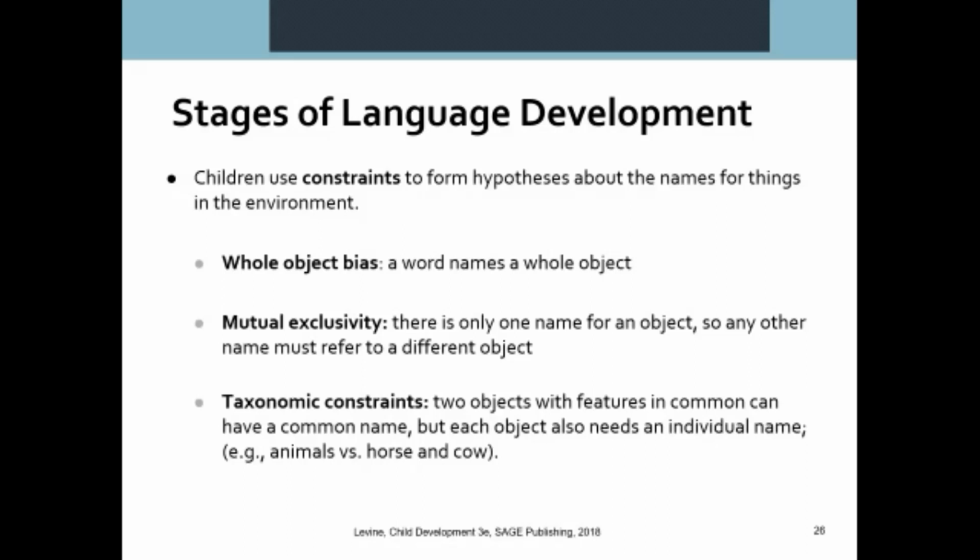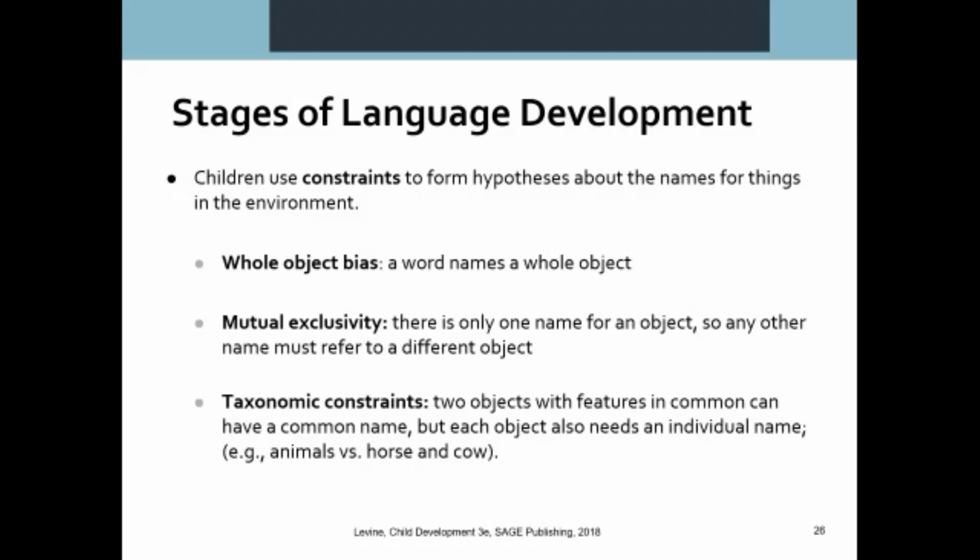The first one is the whole object bias. An infant or toddler assumes that when they hear a new word, it's naming a whole object rather than just part of an object, or a piece of an object. I mean, because this is most likely actually true. So if I'm at a zoo with my 1-year-old, let's say, and I say, look, there's a giraffe, the 1-year-old is going to assume that I'm talking about the whole animal. I'm not just pointing out its neck. How likely is it that I'm going to say, hey, look at the neck? I'd probably first say, look, it's a giraffe.